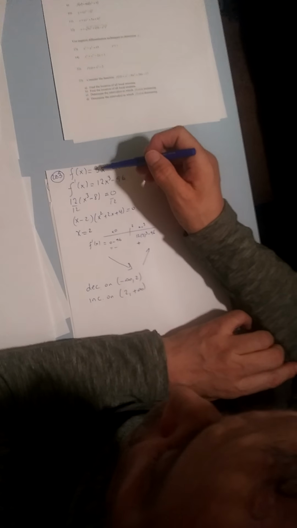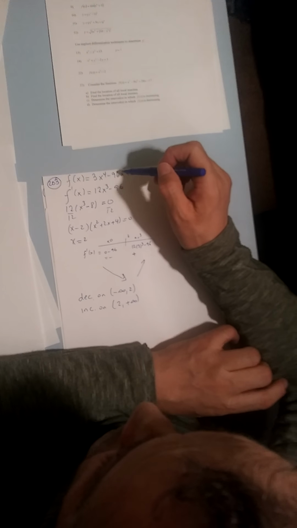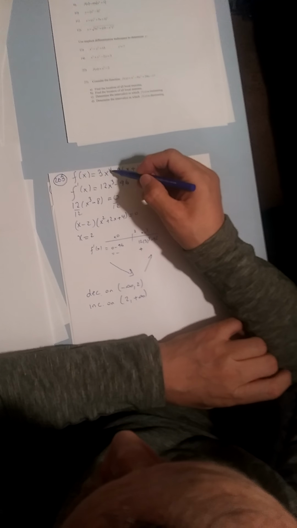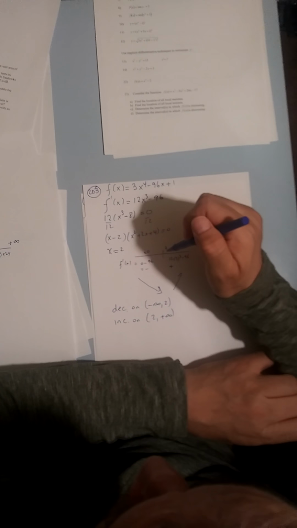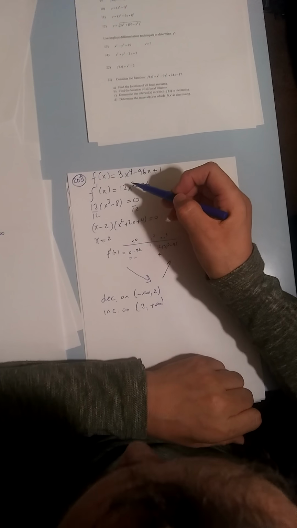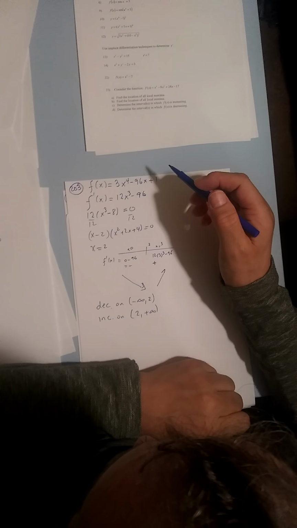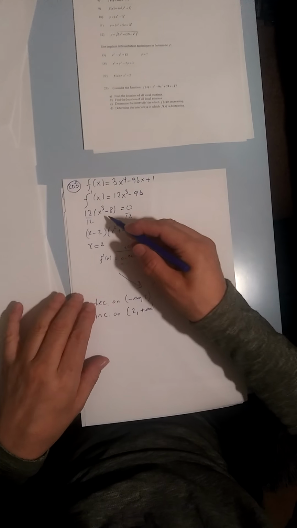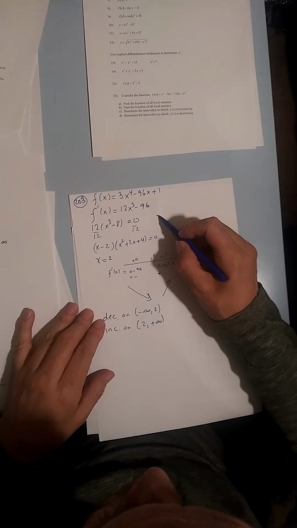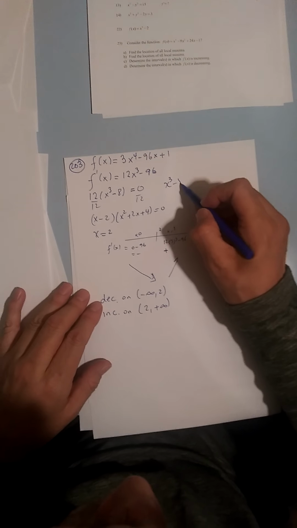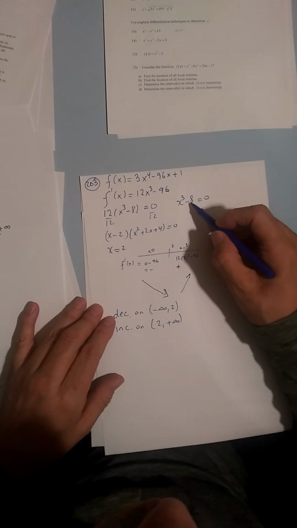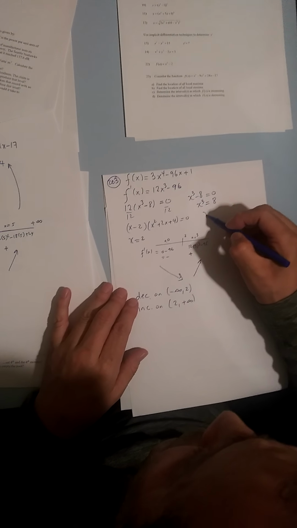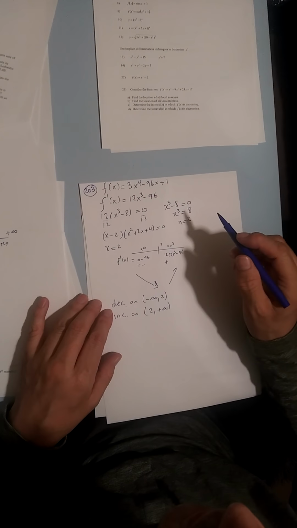The function is f of x equals 3x to the fourth minus 96x plus 1. The derivative is 12x cubed minus 96. We need to divide this by 12 so we can set it equal to 0. Divide this by 12. And that gives us x cubed minus 8. Okay, you might wonder, x cubed minus 8 equals 0. Why don't we just take the 8 over to this side? So that gives us x cubed equals 8. x equals 2, and we're done.